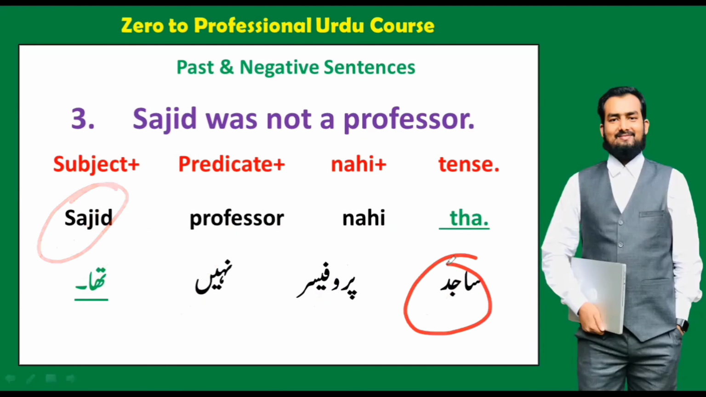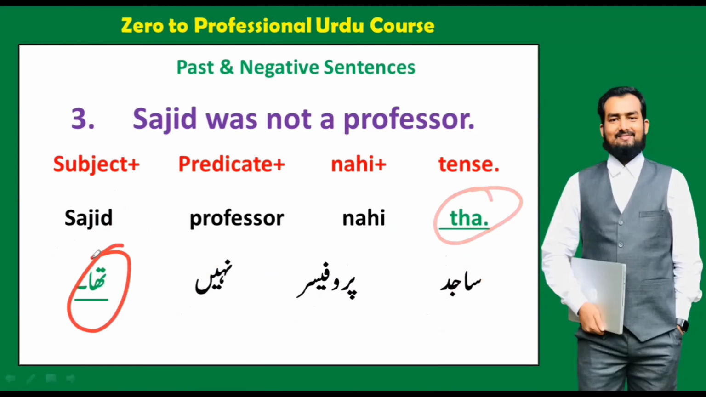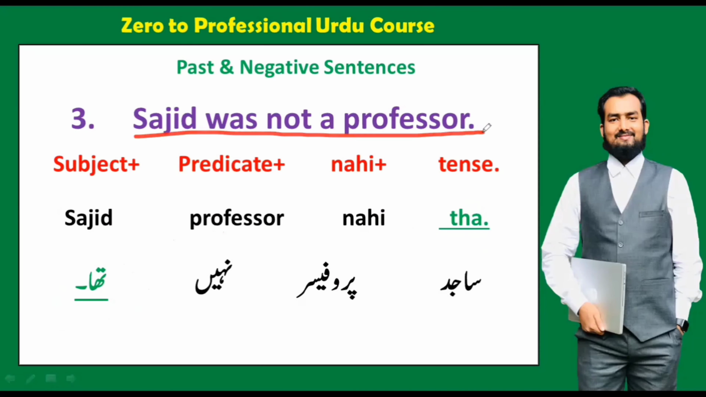That is why we have used tha as a sign of tense for past. Okay, but if you want to give respect, you will say Sajid professor nahi the. But if you are talking generally, you are not talking in the context of respect, in this case, you say tha. If you want to give respect, in this case, you will say the. Okay. So this sentence, Sajid was not a professor, is in negative.